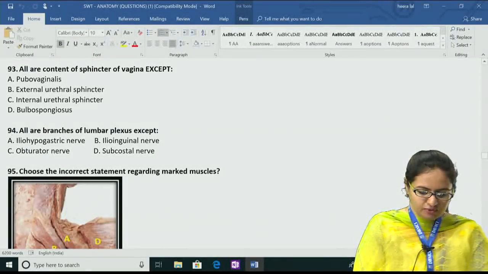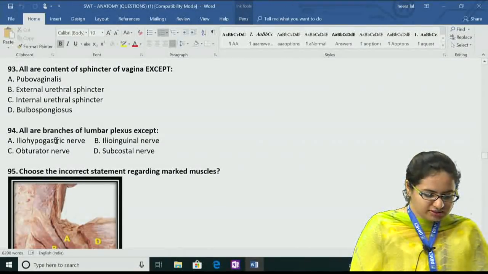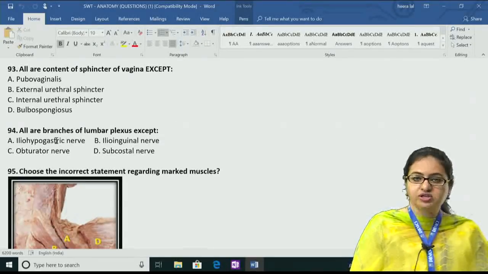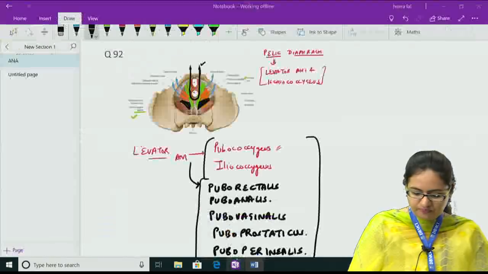For question number 94, all are the branches of the lumbar plexus except. In this, the answer for this question is D. The subcostal nerve is not a branch of the lumbar plexus; it actually comes from T12, the 12th thoracic spinal nerve.